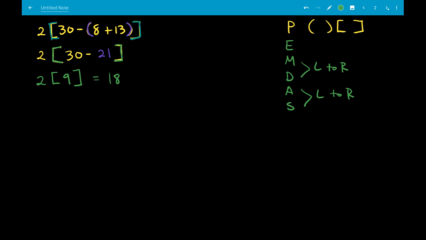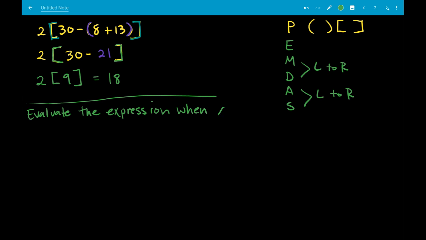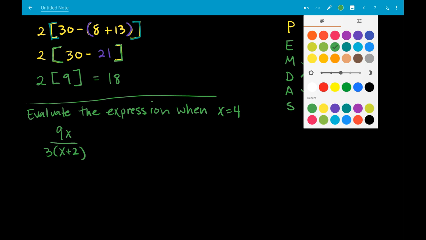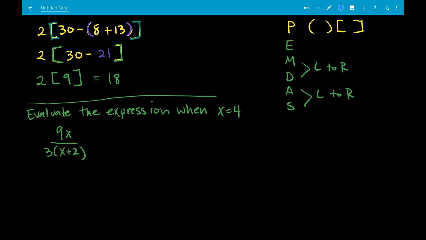We'll actually do one more example on this video where I want to evaluate the expression when x is equal to 4. So let's look at the expression. Let's say I have 9x divided by 3 times x plus 2. So if I'm evaluating an expression when x is equal to 4, that means I need to plug 4 in wherever there's an x in the expression. So for every x, I need to plug in 4.